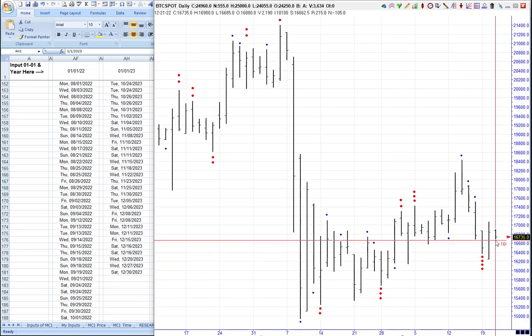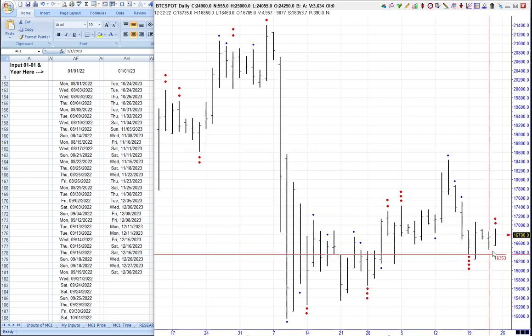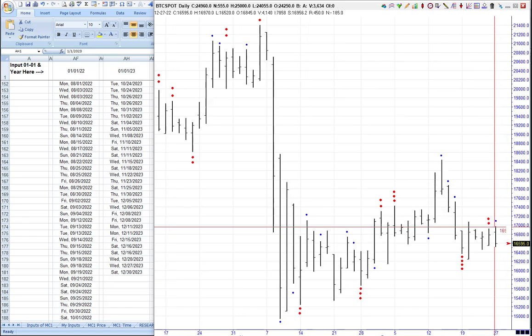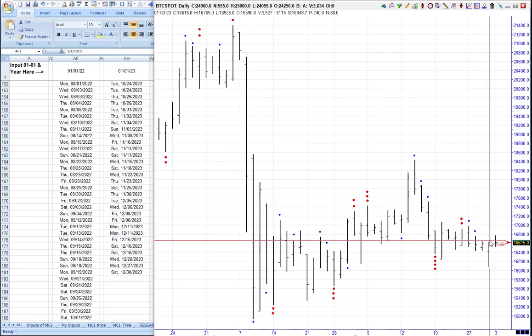Kind of a sucky day there. If you did buy this, you'd be a little concerned. Another double, single. We're on January 3rd, so this is the first day of the year. Made a low at a little pivot area at the last day of the year.